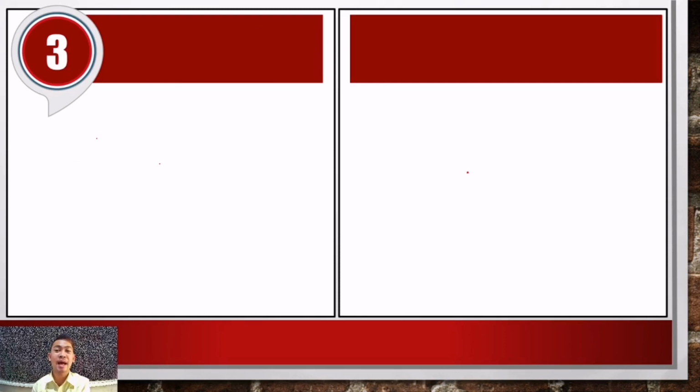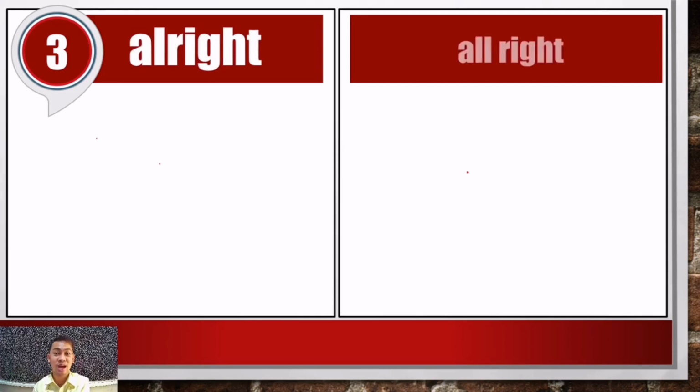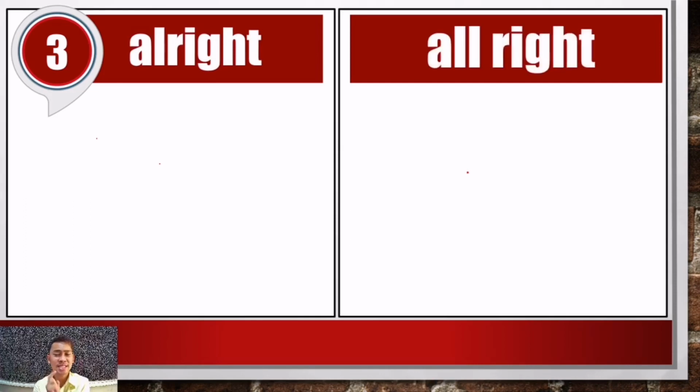Now this time, let us proceed to the next pair of words. And these are the words alright and all right. Now first question, the same lang ba ang alright na one word at all right na two words? Or there should only be one word that is acceptable or the standard spelling of the word all right. Now let us all end that confusion.